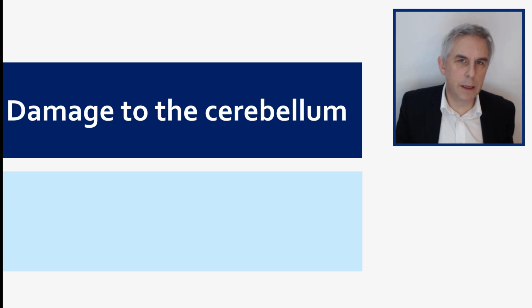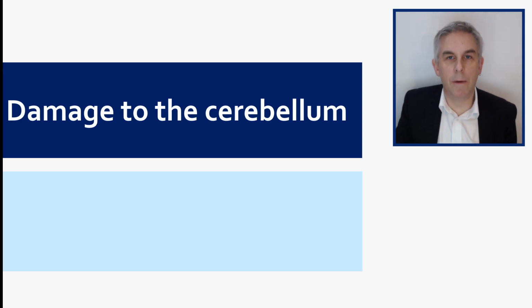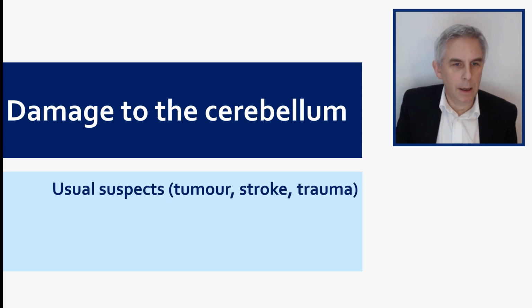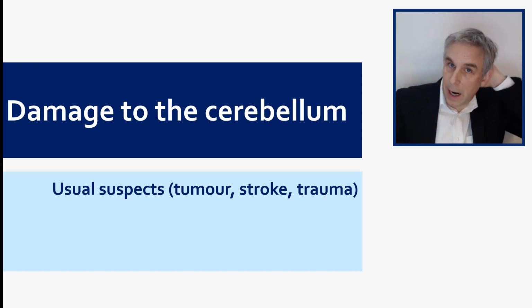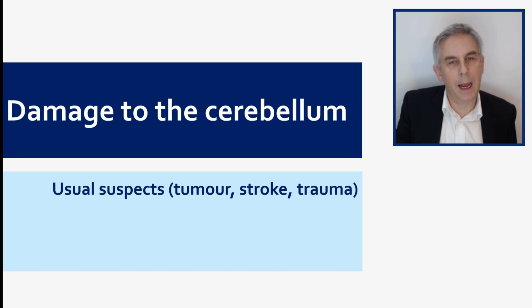I'm going to spend just a few slides talking about the consequences of and the recognition of damage to the cerebellum, because understanding what happens when the cerebellum is damaged is a good way of understanding what the cerebellum does in normal everyday biology. The things that damage the cerebellum are some of the usual suspects: a tumor or a stroke or some sort of trauma, a blow to the back of the head. Unfortunately, the location of the cerebellum back here does make it quite susceptible to blows to the head, and things like road traffic accidents or military accidents or conflict can result in damage to the cerebellum.